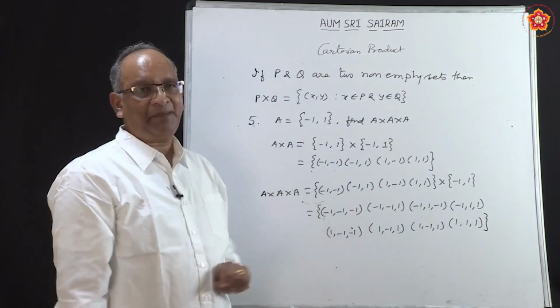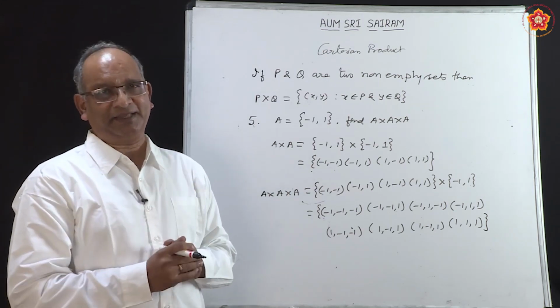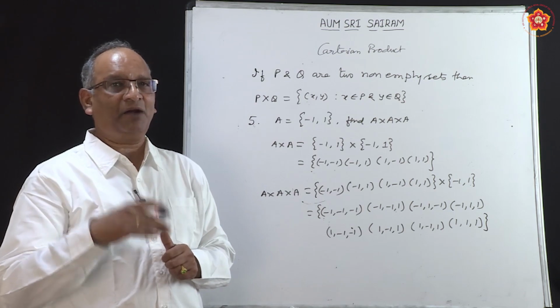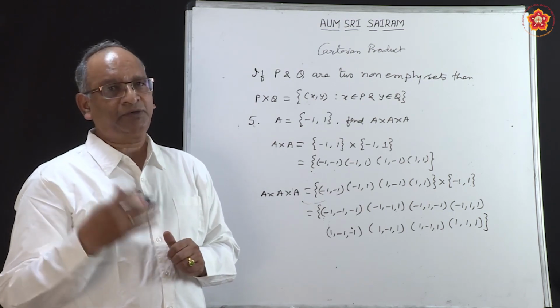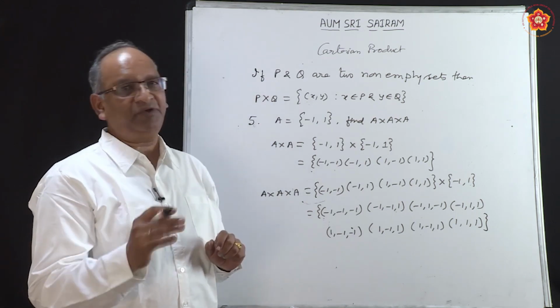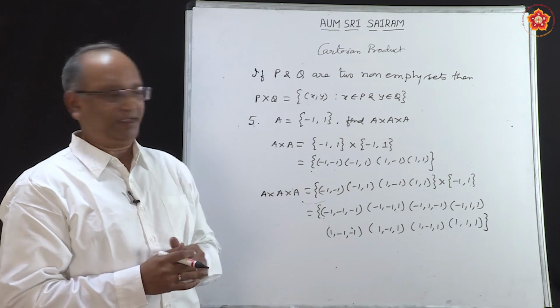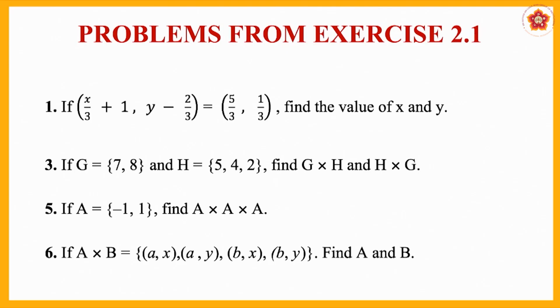So now what is happening? Each element has got 3 numbers in it. Why? Because we have multiplied 3 times, A into A into A. We have multiplied A into A, and whatever we got, we multiplied again with A. So this is the answer. Let us move to the next problem.